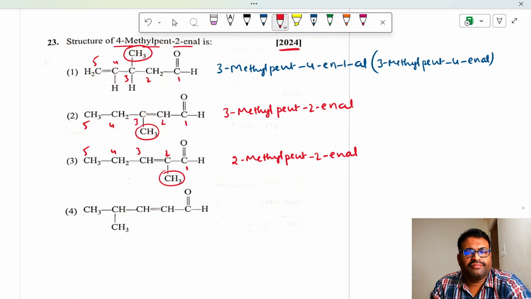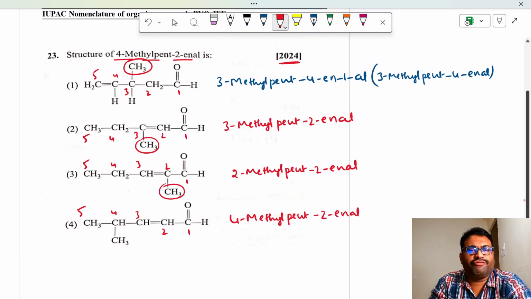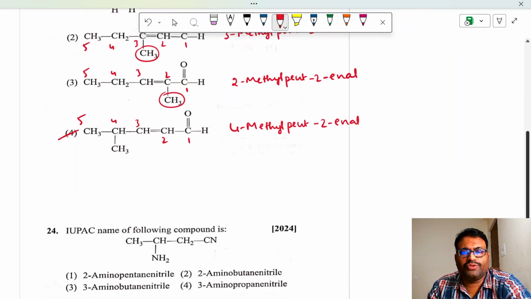Next one, 1, 2, 3, 4, 5. 4 methyl pent 2 enal. So what is the question asked? 4 methyl pent 2 enal. Where do you find this? Here. That is the answer. Okay. Let's move to the next question.